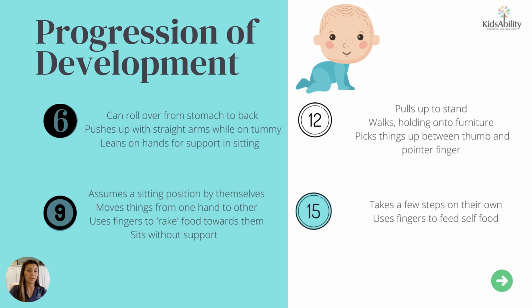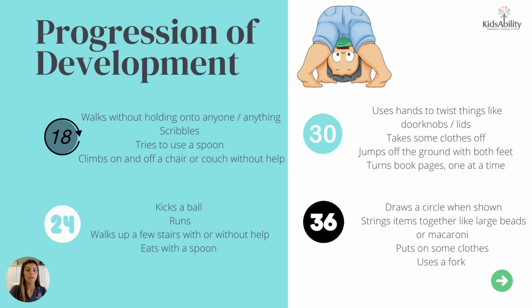And then 3 months later, at 15 months, they should be taking a few steps on their own and using fingers to feed themselves food. Then 3 months later, by 18 months, the baby should be walking without holding on to anyone or anything, scribbling with a crayon, trying to use a spoon, and climbing on and off a chair or couch without help, which can be scary, but we want them to be exploring those environments. By 2 years old, we should be seeing the child kicking a ball, running, walking up a few stairs with or without help, and by this time eating with a spoon.